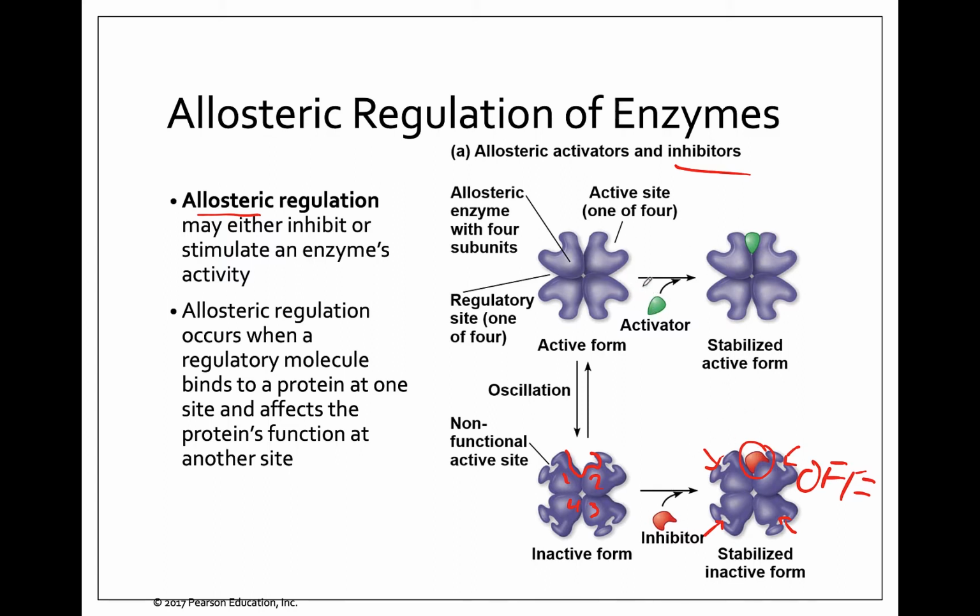You can also have an activator. An activator can fit in these allosteric sites and then keep it in the on position. So now these active sites are in the proper shape to go ahead and do whatever function this enzyme does. Allosteric, allo just means other, some other place besides the active site. And again, this can be non-competitive inhibition or activation to make sure that the enzyme is on and functioning.